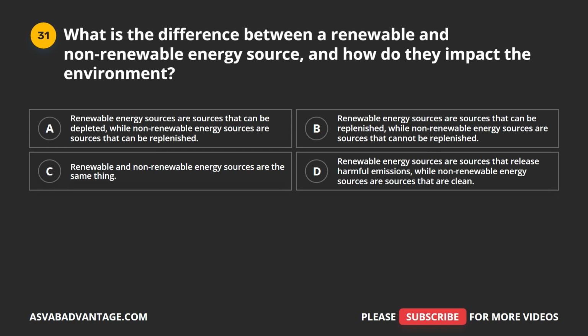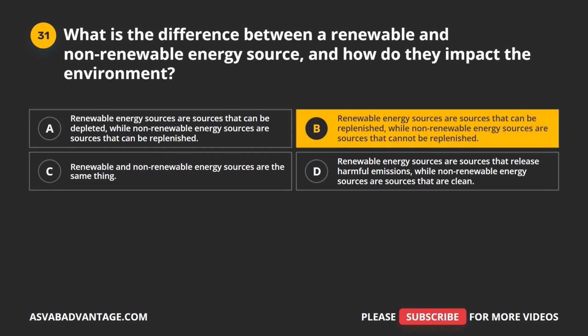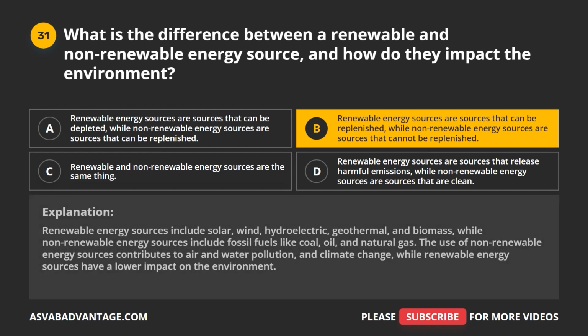D. Renewable energy sources are sources that release harmful emissions, while non-renewable energy sources are sources that are clean. The correct answer is B. Renewable energy sources are sources that can be replenished, while non-renewable energy sources are sources that cannot be replenished.